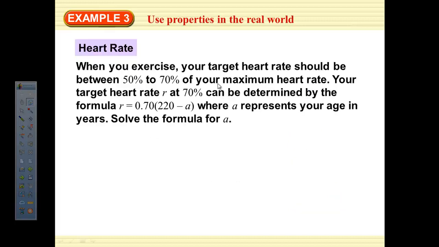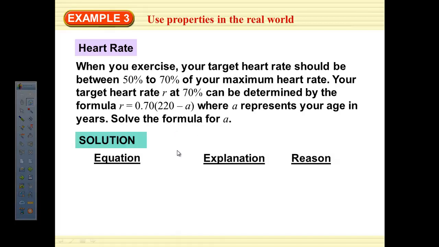Alright, for this next one, there's a lot of words here. It just says, when you exercise, your target heart rate should be 50 to 70 percent of your maximum heart rate. So your heart rate R at 70% can be determined by using this formula, where A is your age in years. So we're just doing the same thing. Here's our equation. We want to solve this for A. So we start off again writing the original equation, and the reason is given. Same way we've started the last two.